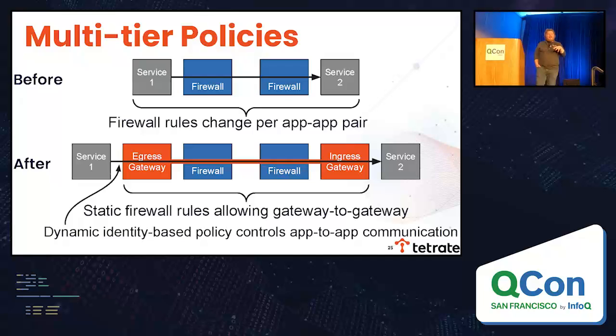And so in this way, we still have all of our network controls. Our user request still traverses all the network controls that the organization already had, but we've been able to offload the policy change from network to identity.